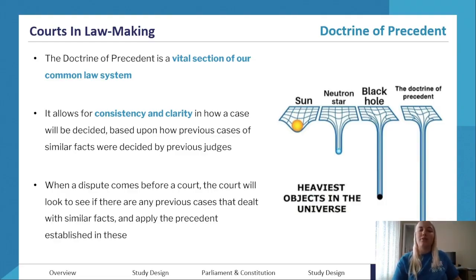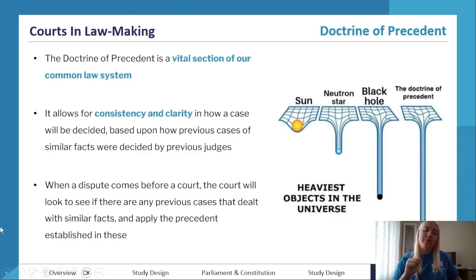So the doctrine of precedent refers to this operation of precedent and how it affects those future cases, like I've been talking about. The purpose is that it allows for consistency and clarity in court decisions and how cases have to be decided based upon how previous cases with similar facts were decided by previous judges. That's going to apply to all future cases with similar circumstances, as we said.